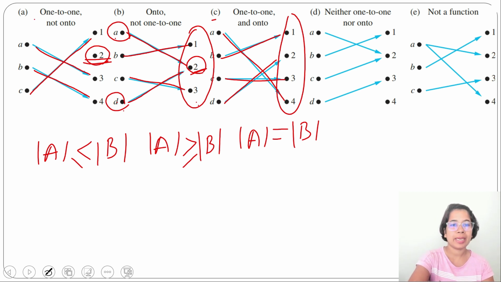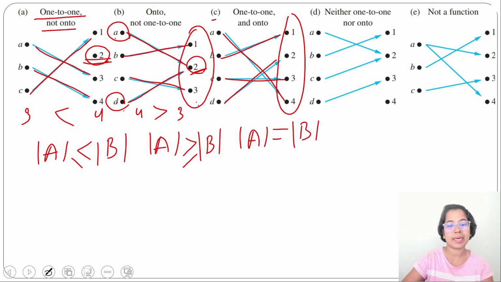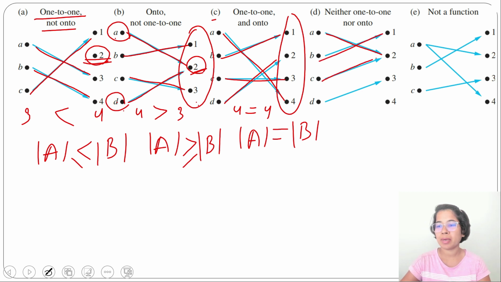In option A, it is one-to-one but not onto. Here, the length of A is 3, the length of B is 4. 3 is less than 4. Option B, it is onto but not one-to-one. Here, the length of set A is 4, the length of set B is 3. 4 is greater than 3. Option C, it is both one-to-one and onto. Both cardinalities are 4.